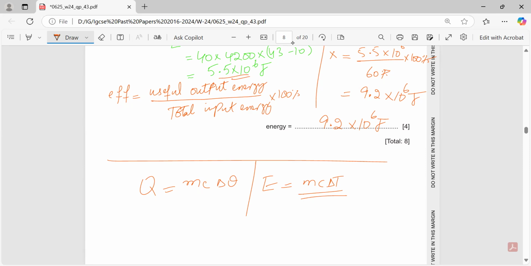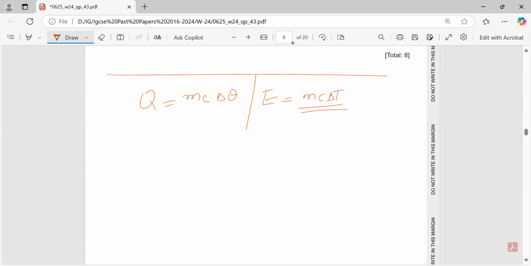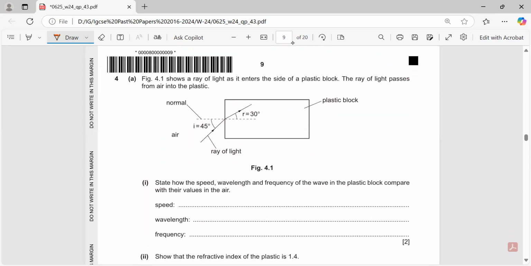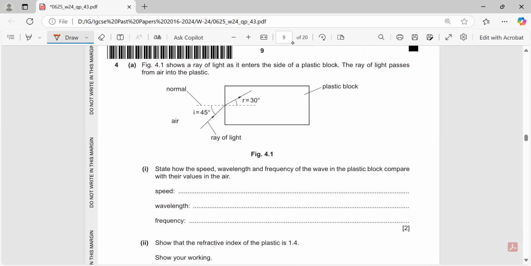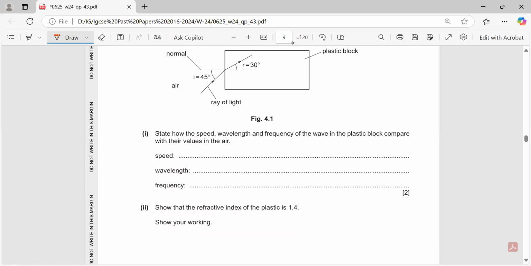Okay, my dear friends, now let's move forward, and this is a physics of waves question. Figure 4.1 shows a ray of light as it enters the side of a plastic block. The ray of light passes from air into the plastic. So the angles are given. State how the speed, wavelength and frequency of the wave in the plastic block compare with their values in air.